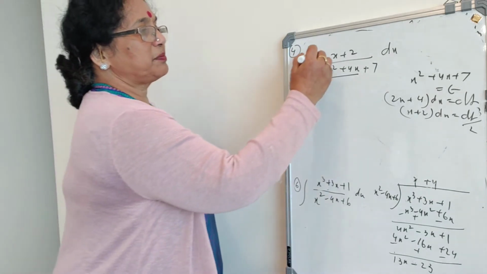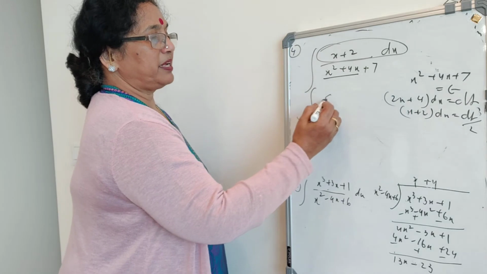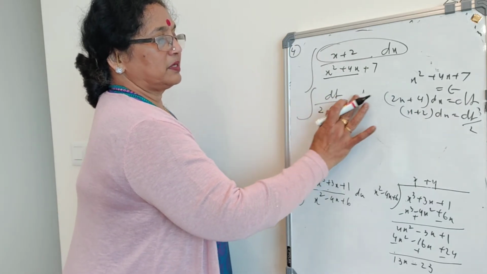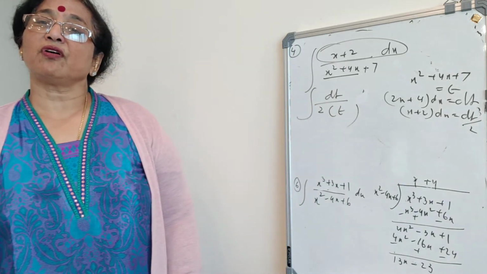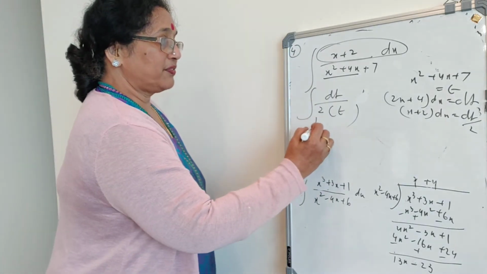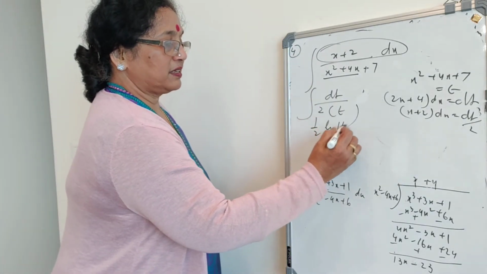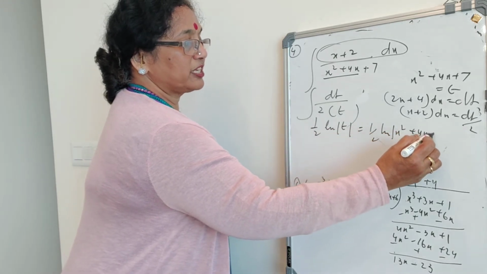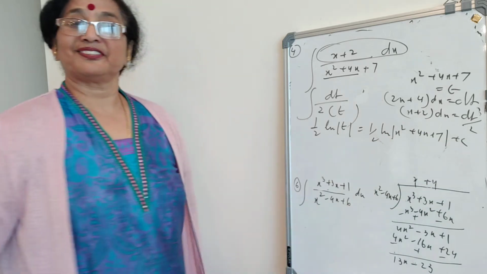So what have you got? X plus 2 dx is simply dt by 2. And this is my t. So answer is half log t. So half ln of t, that is half ln of x square plus 4x plus 7 plus c.